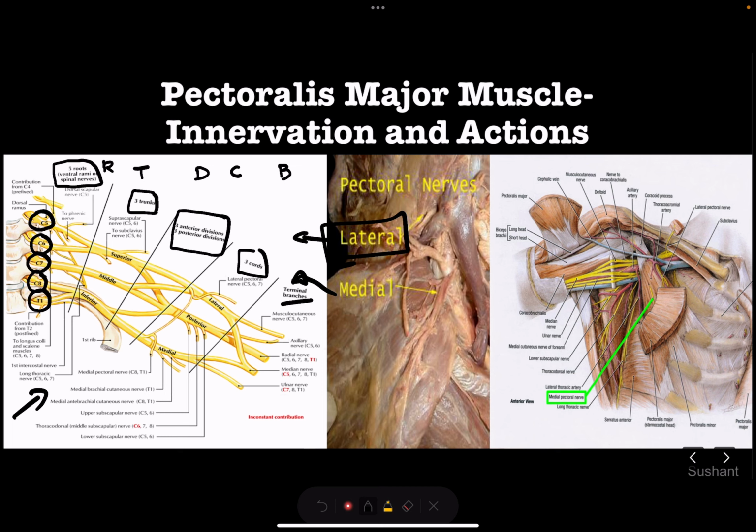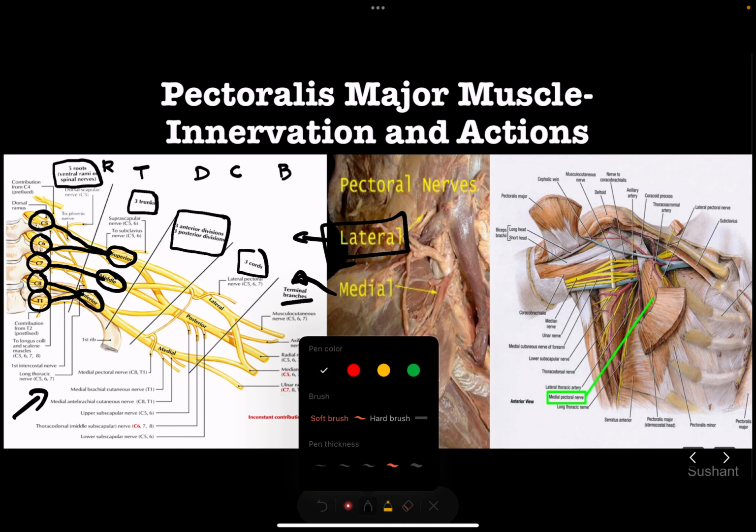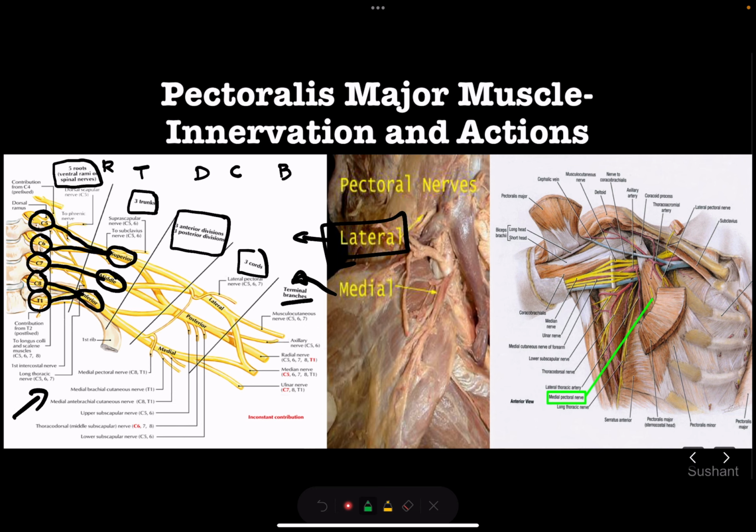Here we can see the superior trunk, which is formed by the joining of C5 and C6 roots. They two together form the superior trunk. The C7 root continues as the middle trunk, and C8 and T1 join and form the inferior trunk of the brachial plexus. Soon the trunks divide into divisions, right? Anterior and posterior divisions. Each trunk can be seen dividing into the divisions.